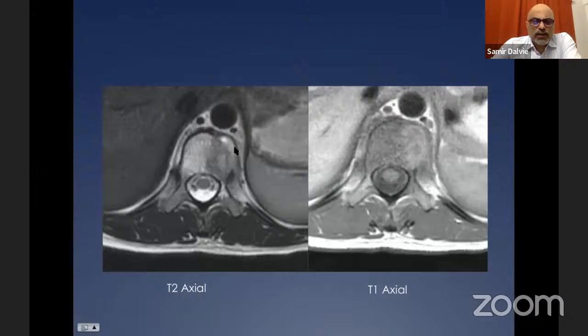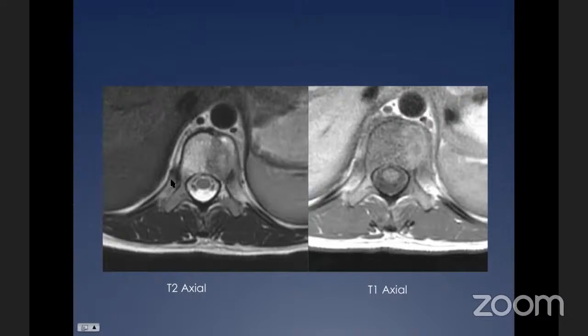Dr. Akash, are you able to see my arrow as well? Yes, sir, we can. Yes, we can.